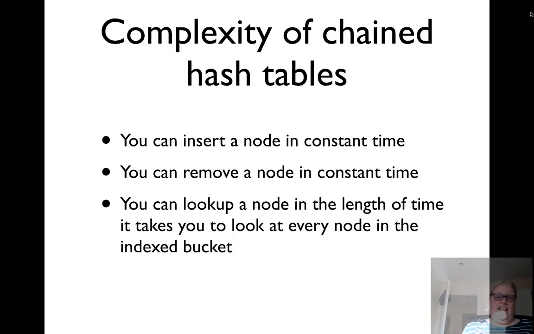So the complexity of chained hash tables, well, you can insert a node in constant time. You can remove a node in constant time. You can look up a node in the length of time it takes you to look at every node in that index bucket. So if it's just of width 1 and nothing has collided yet, then it's very, very quick. The longer each of your buckets get, the more you're putting in an index, the slower it gets to work. It's actually time n in the length of the largest bucket.